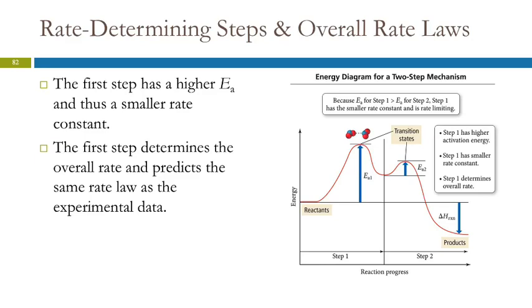Energy diagrams are helpful because it's the closest thing we can have to a picture of what's going on. And so it's very rare for us to have any sort of a scale on either axis. We're just getting an overall picture. Which one's higher, which one's lower, the product's higher in energy or lower, etc. So here the first step determines the overall rate, and that first step predicts the same rate law as the experimental data. Any questions?